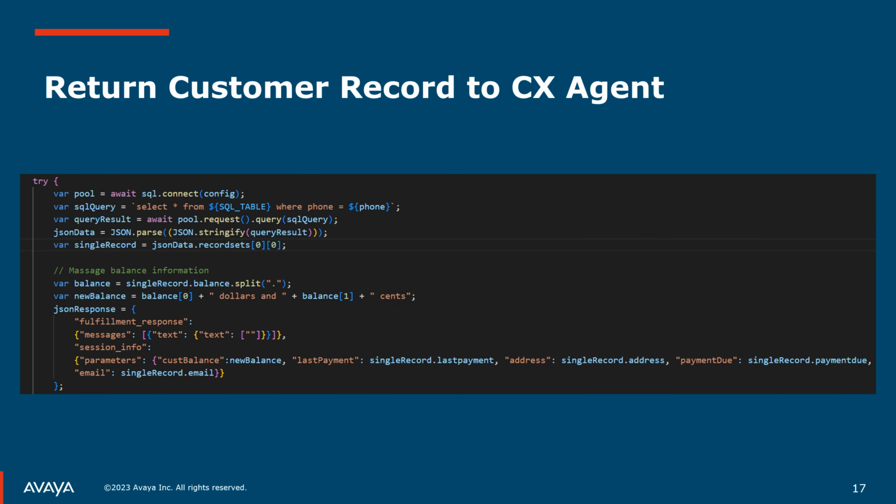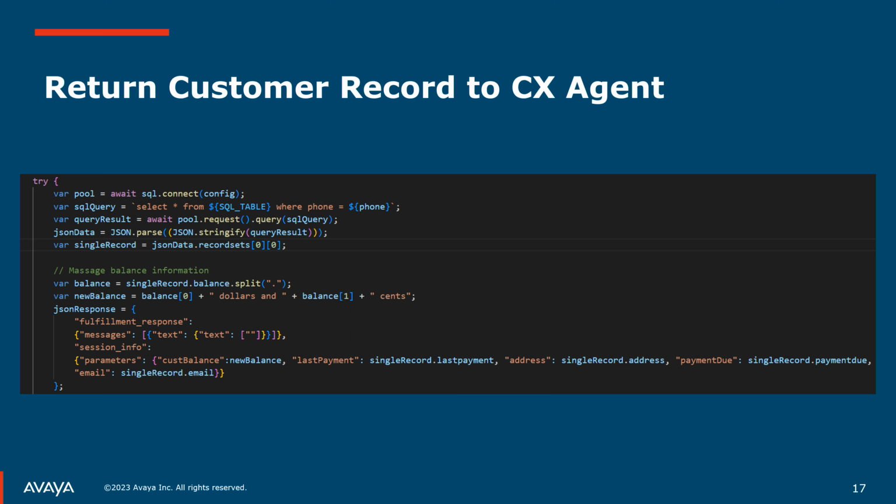Here's a snippet of that webhook. The thing I want you to pay attention to is the JSON response structure and look at the parameters. So what I'm doing is I'm passing back cust balance, last payment, address, payment due, and email. Cust balance, I've actually taken the value that's in the database and I massage it up a bit. I actually use the words dollars and cents rather than just a dollar sign and a decimal point. And then the other items come straight from the database: last payment, address, payment due, and email.